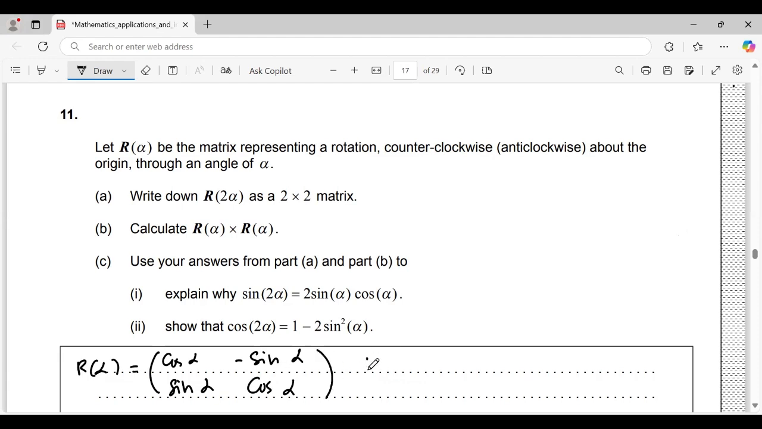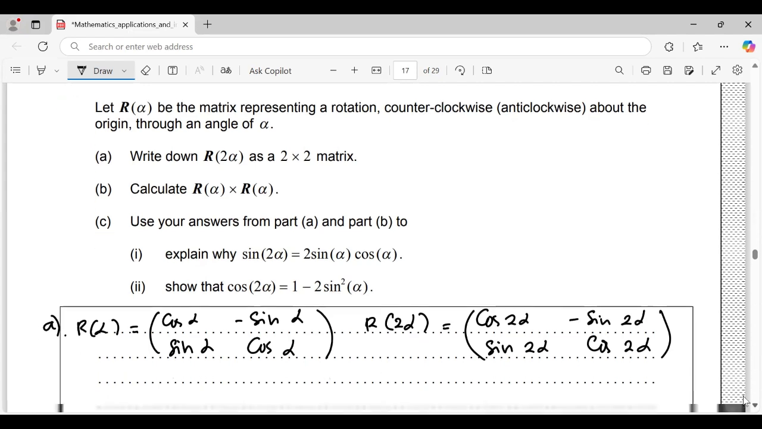So it means R 2 alpha equals cosine 2 alpha, minus sine 2 alpha, sine 2 alpha, and cosine 2 alpha. Okay, this is part A. Part B: calculate R alpha multiplied by R alpha.